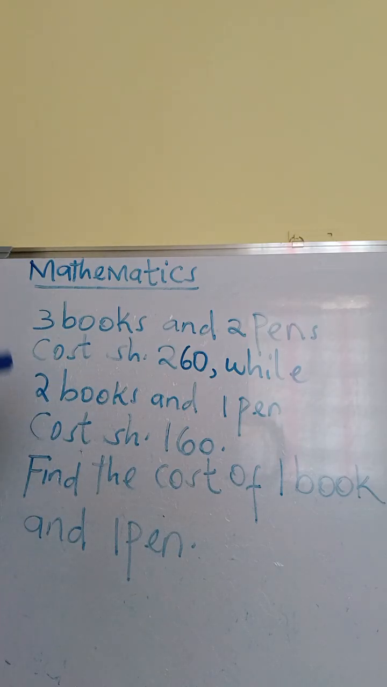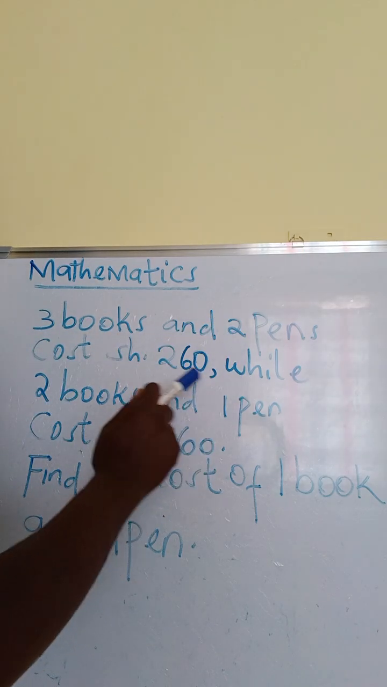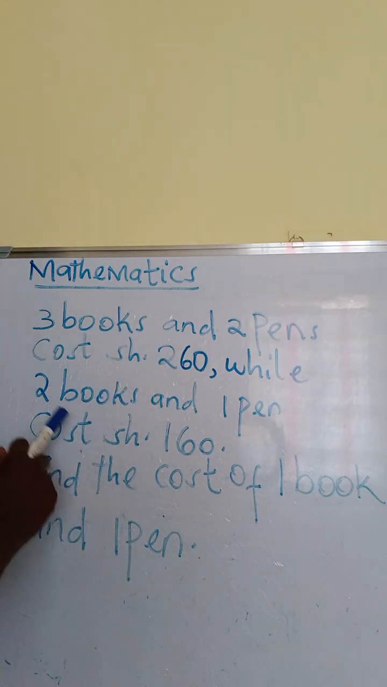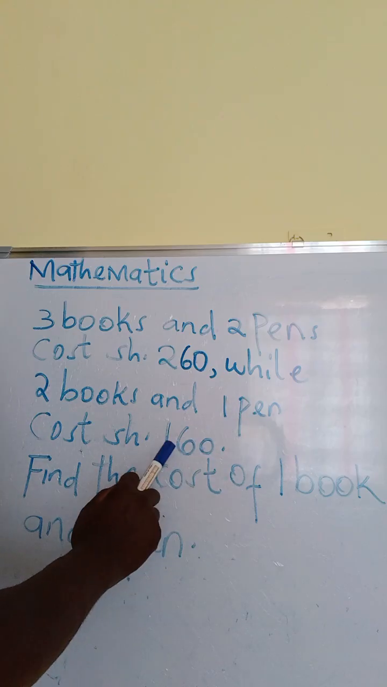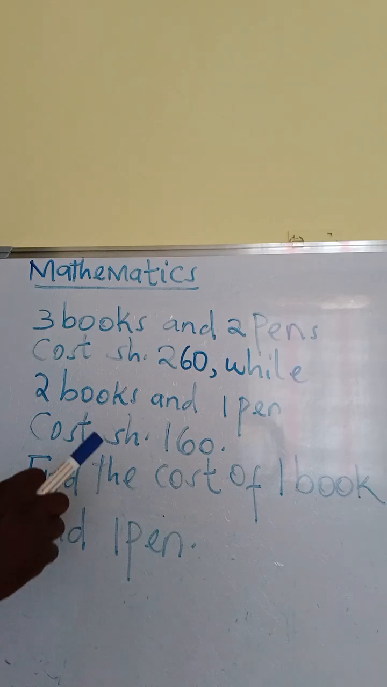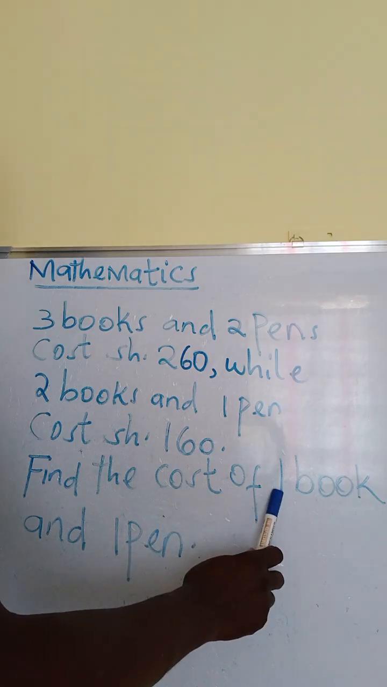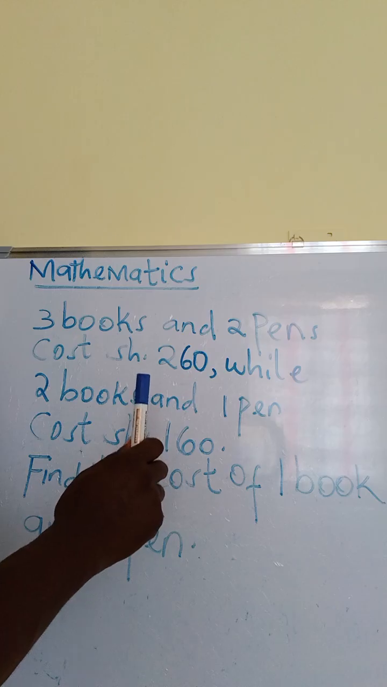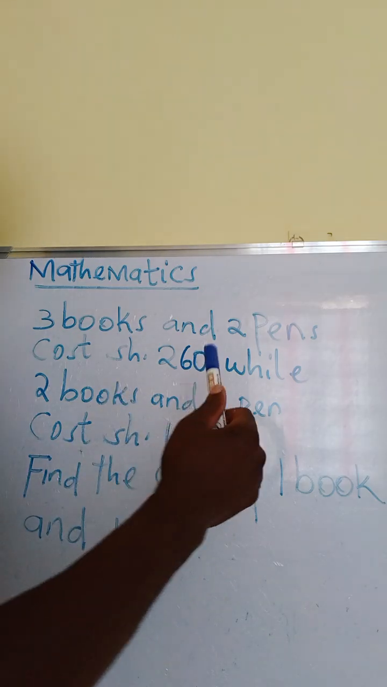Now, they have given you the cost of 3 books and 2 pens combined as 260 shillings. They've also given you the cost of 2 books and 1 pen combined as 160 shillings. So what they want is for you to calculate the cost of 1 book and 1 pen and make sure you confirm whether your answer is correct. What do we do? Let's go.